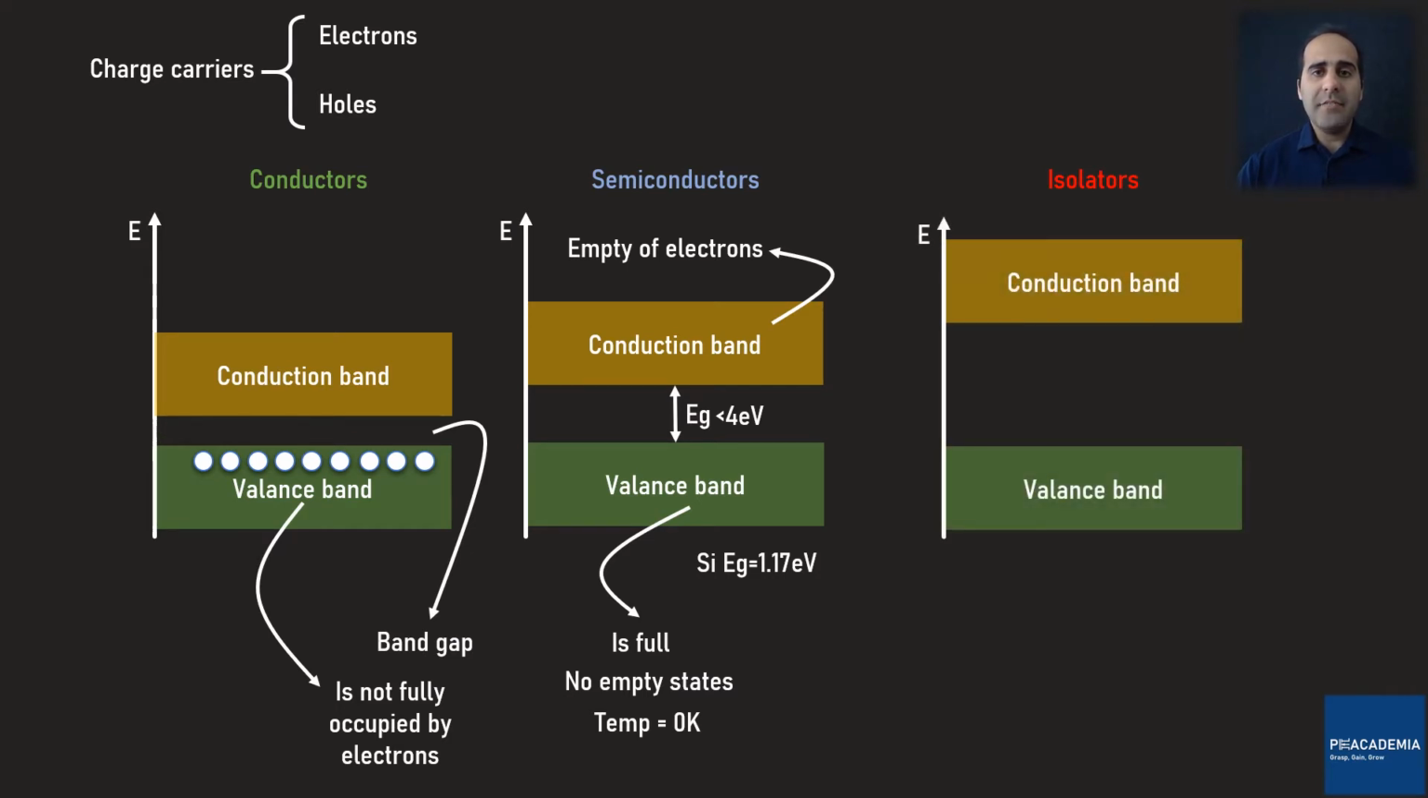In insulators, everything is the same as semiconductors, but with one difference. Insulators have a very big band gap. In general, we call a material an insulator if its band gap is larger than 4 electron volts.